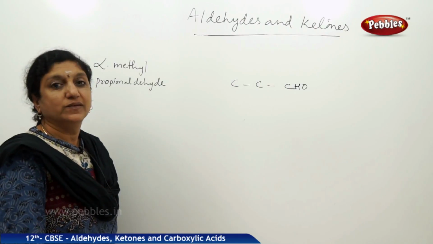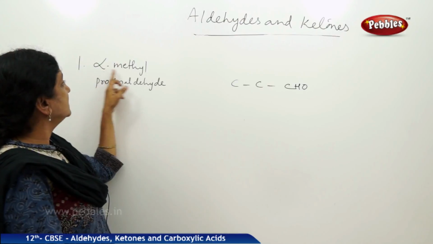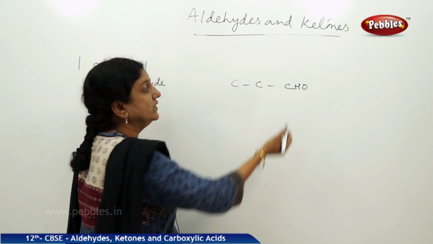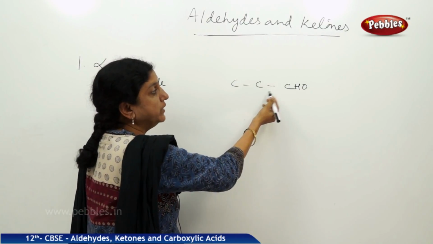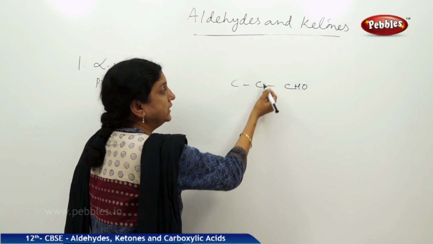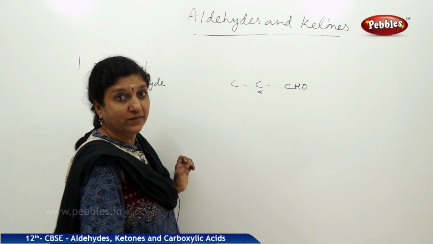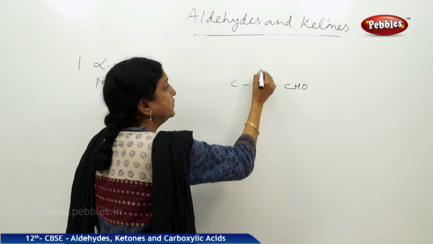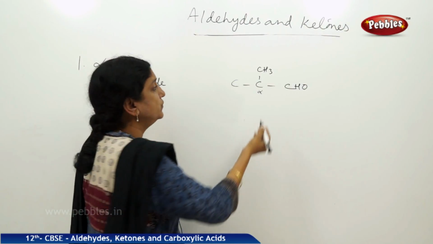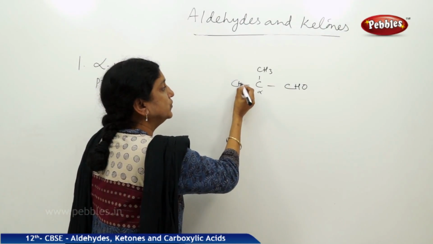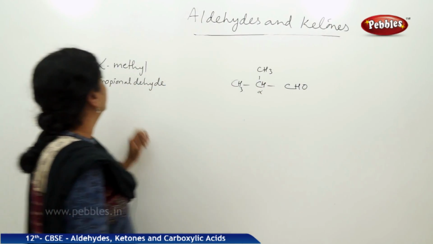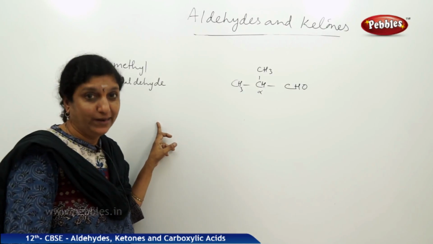So this is propionaldehyde, and it says alpha methyl. Alpha means that it is a carbon atom directly attached to the aldehydic group. So the carbon directly attached to the aldehydic group is this. Since it says alpha methyl, there must be a methyl group attached at this position. So if we satisfy all the valencies of carbon, this would be the structure of alpha methyl propionaldehyde.